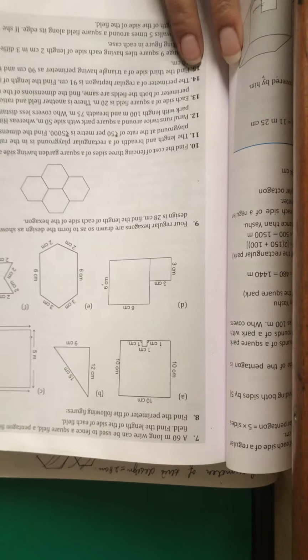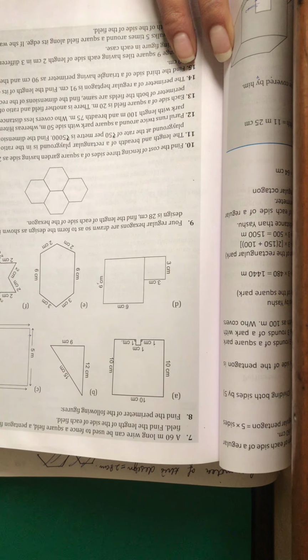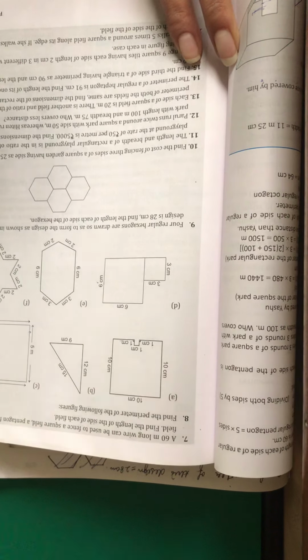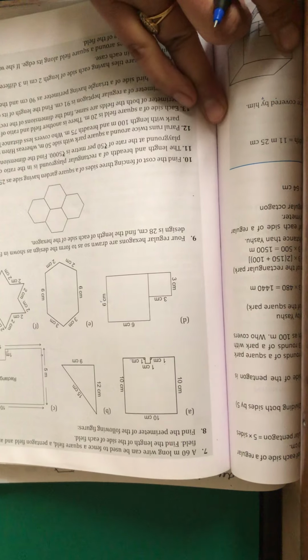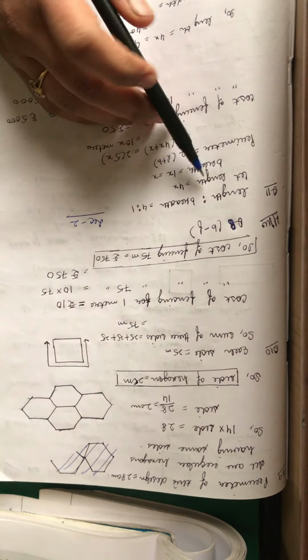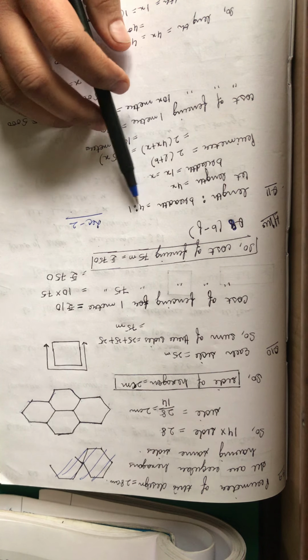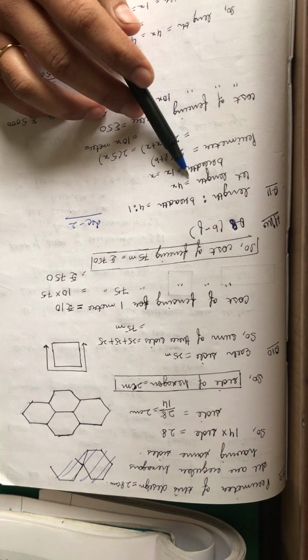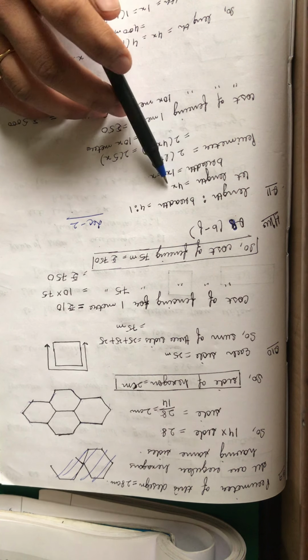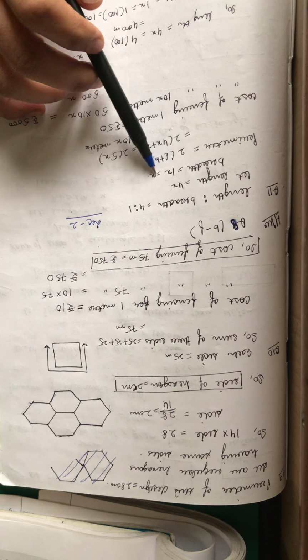Question number 11 from the exercise is: the length and breadth of a rectangular playground are in the ratio 4:1. The cost of fencing the playground at the rate of rupees 50 per meter is 5,000. Find the dimensions of the playground. So here length and breadth are in the ratio 4:1. Whenever we have questions of such type, always assume that length is equal to the ratio part for length, 4x, and breadth is equal to 1x.